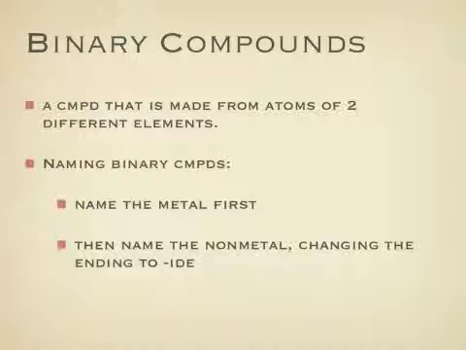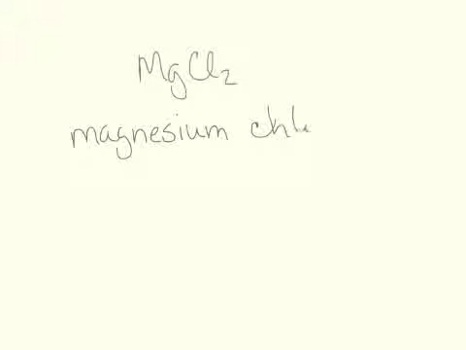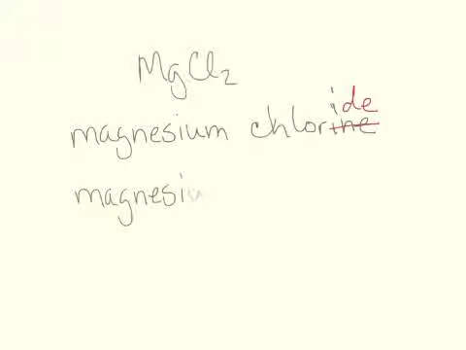Alright, using our previous example, let's name this compound. First we name the metal. Then we name the nonmetal, changing the ending to IDE. So this compound is called magnesium chloride.